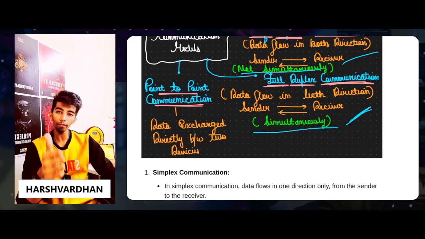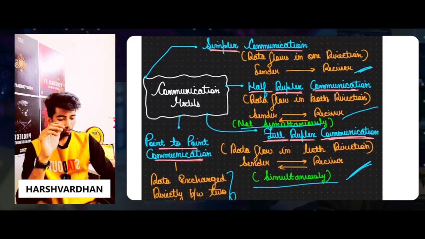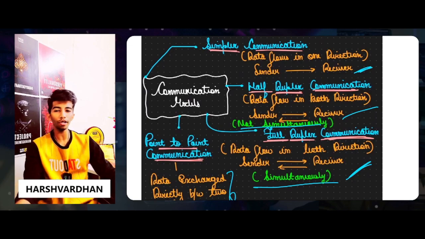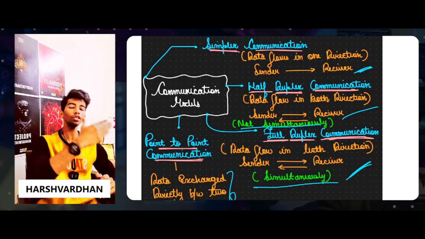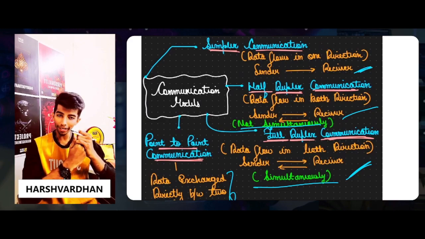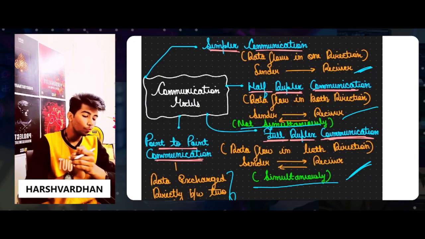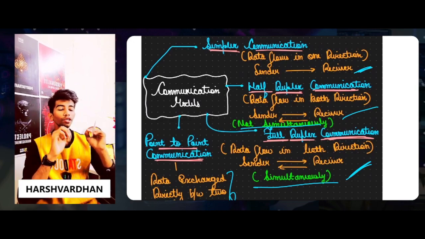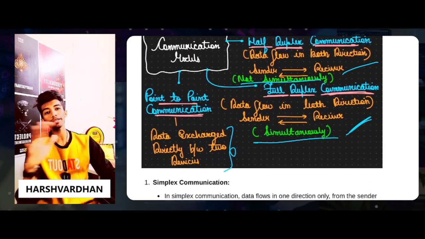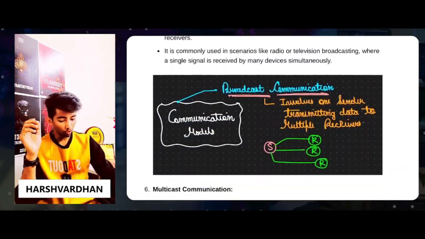Point to point communication is where data is exchanged between two devices. This is all for the communication models. Now I think you have a complete understanding. In the simplex model, the data is flowing in one direction. In half duplex, the data is flowing in two directions, but it is not going simultaneously. In full duplex communication, the data is flowing in two directions simultaneously. In point to point communication, the complete data exchange takes place between two devices.